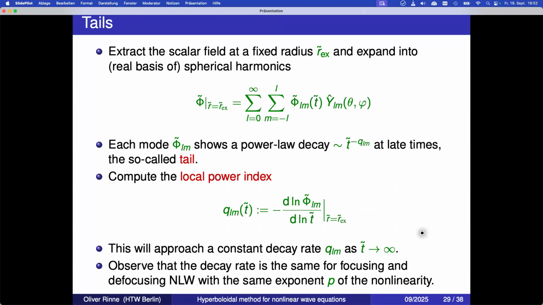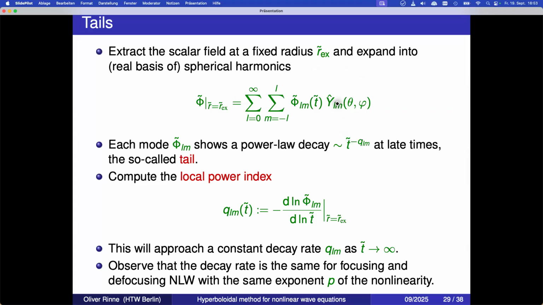The main subject of this paper was actually tails. So finally, let me show you some results on tails. To compute tails, I need to extract the field at some fixed finite radius, or I can also do it at future null infinity. I call this extraction radius r tilde x. At this radius, I want to expand the field in spherical harmonics. So I do an expansion of this type.